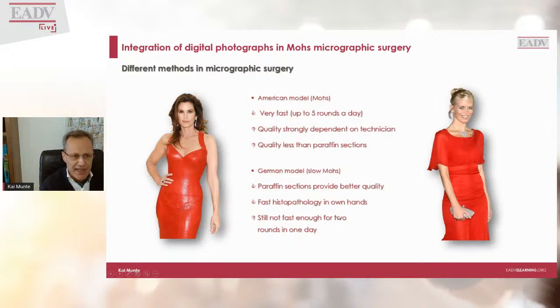There are different methods in micrographic surgery. On the one hand, we have the American model with frozen sections, which is very fast. Up to 5 rounds a day is no problem. Quality is strongly dependent on the technician, but the overall quality is less than paraffin sections. On the other hand, we have the German model with paraffin sections, which normally provides better quality, fast histopathology in own hands, 16 hours, but still not fast enough for 2 rounds in 1 day.